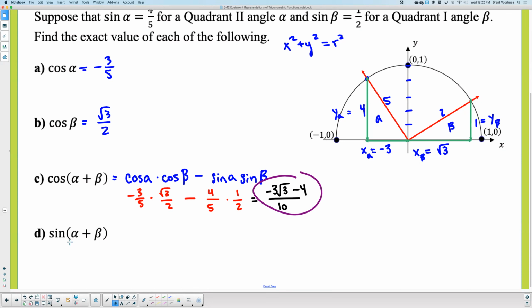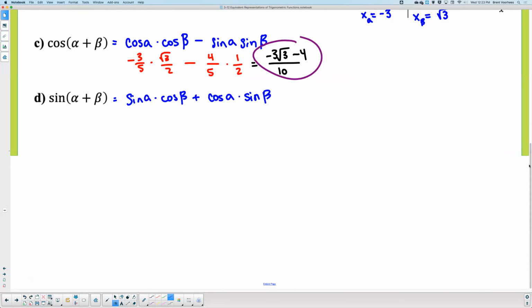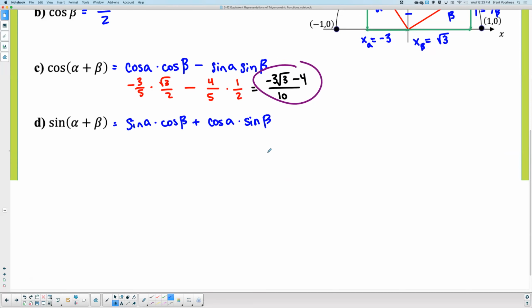Okay, now let's do sine of A plus B. So sine of A plus B by formula. Does sine's formula change or stay the same? Sine stays the same, cosine changed. They pair up: cos, sine, sine, sine, they alternate. So it's going to go sine A times cosine B plus cos A times the sine of B. So let's plug in our numbers and wrap up this problem here. What was sine of A?